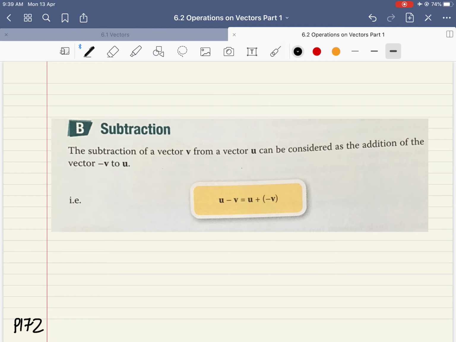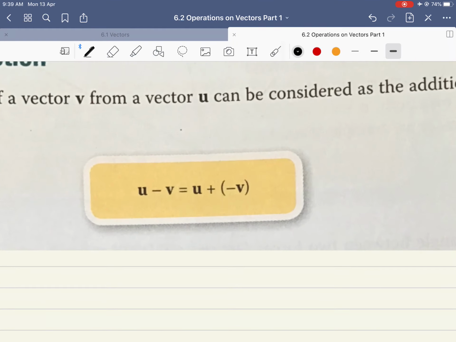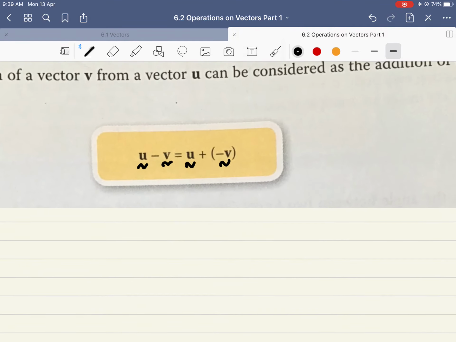Okay, subtraction basically is similar to addition. Just think of subtraction as this. If I'm adding the vector u to the vector v, I'm actually adding the vector u to the negative of vector v. Why is this important? Let me just give you a brief example. We have covered this before already.